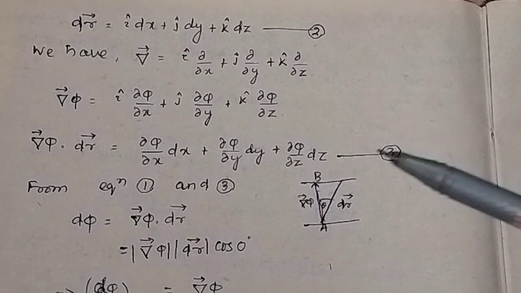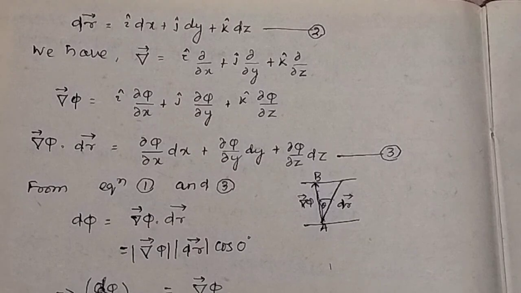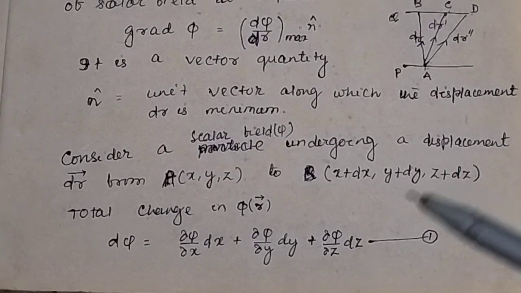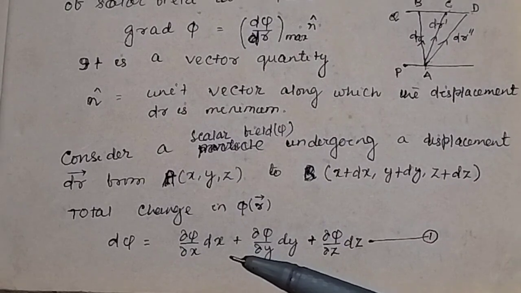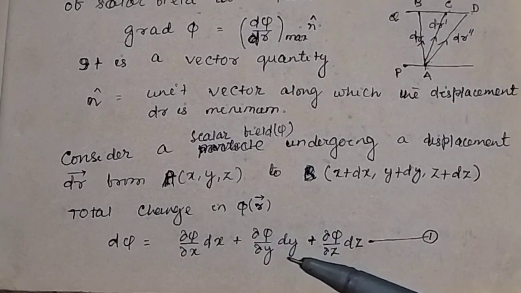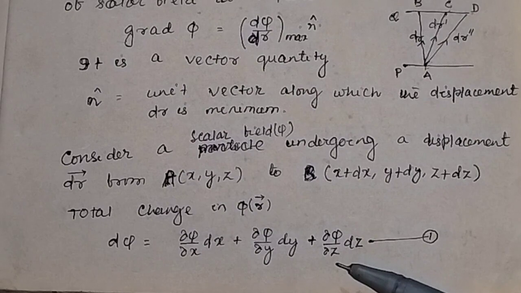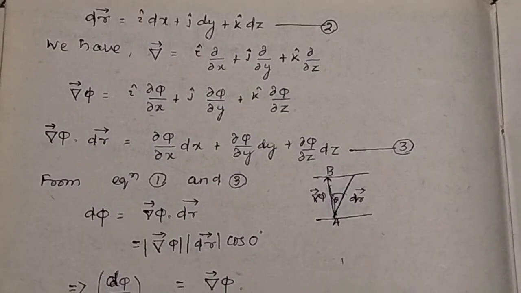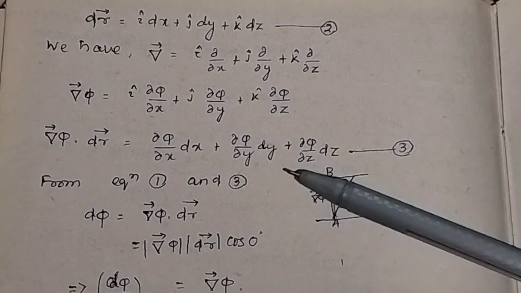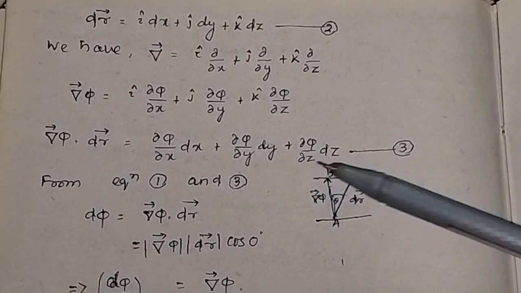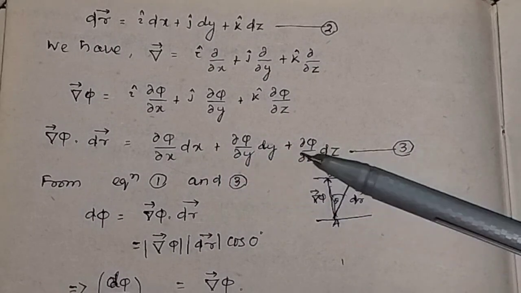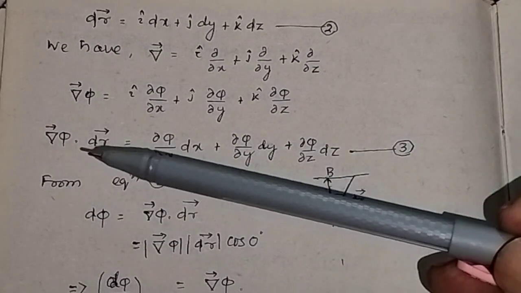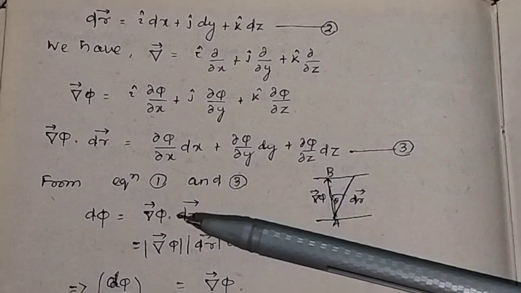Now if you compare equations 1 and 3, in equation 1 you have d phi equal to del phi by del x into dx plus del phi by del y into dy plus del phi by del z into dz, and in equation 3 also the right hand side has the value of d phi. So d phi will be equal to del phi dot dr.